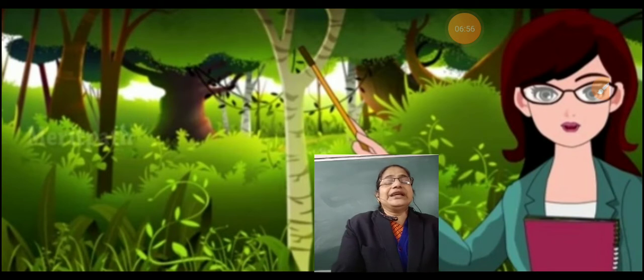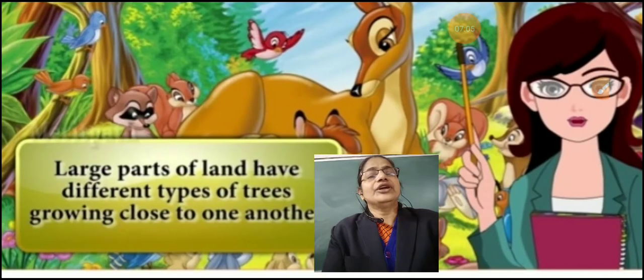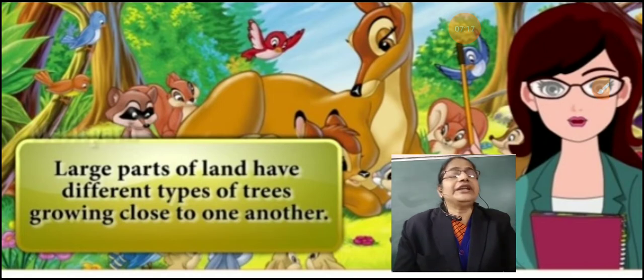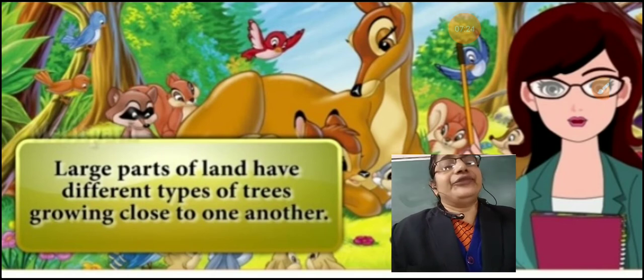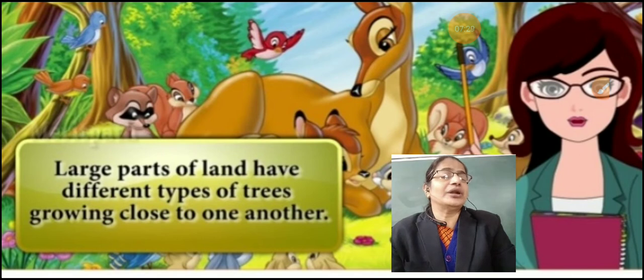Okay, you can see here, this is the picture of a forest. The first one we already learned about was plain. Now second we are going to learn about forest. Forest means there you can see different types of trees and animals. Large parts of land have different types of trees growing close to one another.